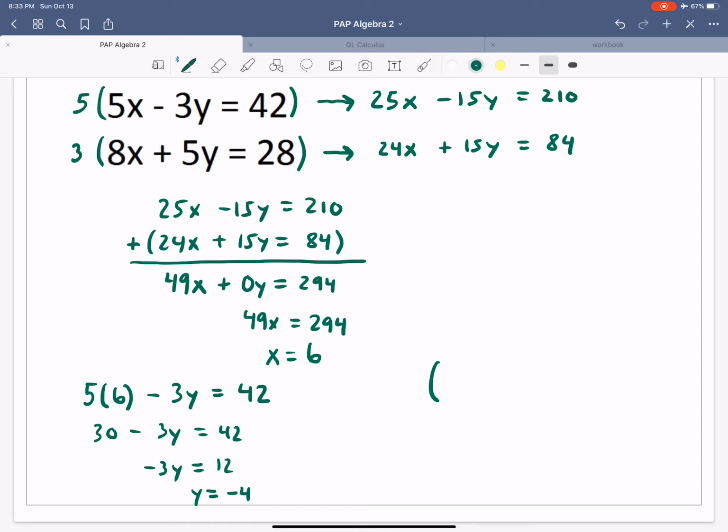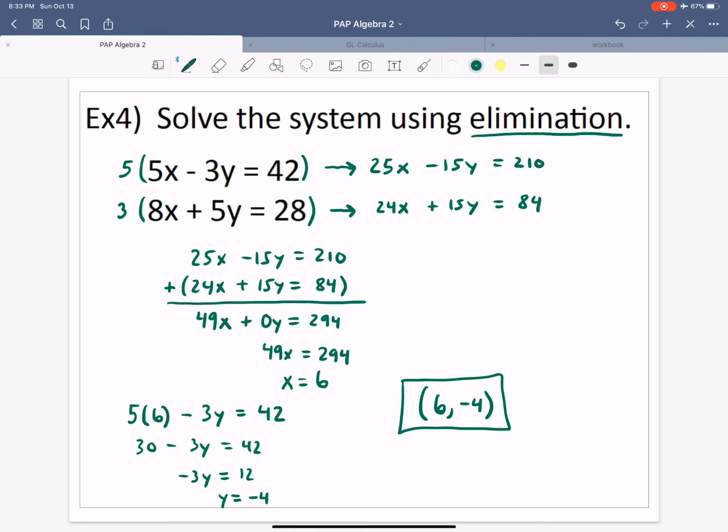So there is my intersection point of those two lines, 6, negative 4. If I graphed those two lines, they would intersect at the point 6, negative 4. And what this represents is that's the only combination of x and y that makes both of these equations true at the same time. Okay? You're going to get a lot more practice with substitution and elimination in your homework, but this is just a quick overview of how each method works.